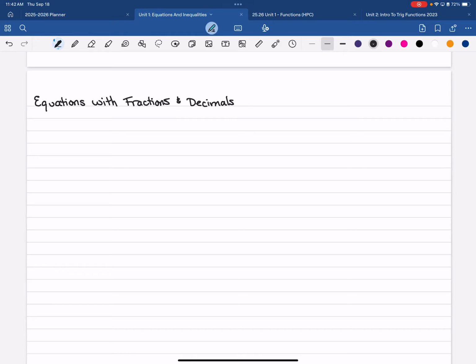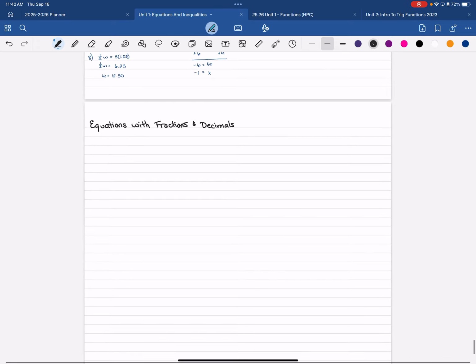All right, we're going to take a look at equations with fractions and decimals. And what I mean by that are equations that have more than one fraction or have a fraction that's not a coefficient. So it's going to make it a little bit more challenging to solve. And what's great is that we have a little trick for these problems to make them much easier.